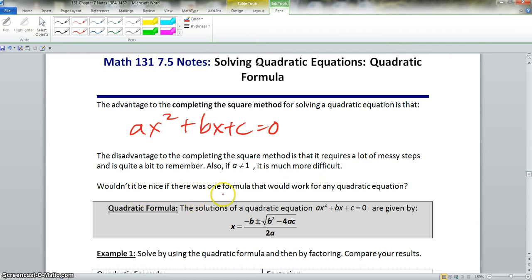Wouldn't it be nice if there was one formula that would work for any quadratic equation? The solutions of a quadratic equation, ax squared plus bx plus c equals 0, are given by this formula here: x equals negative b plus or minus the square root of b squared minus 4ac, all divided by 2a. And we would substitute in the values for a, b, and c.